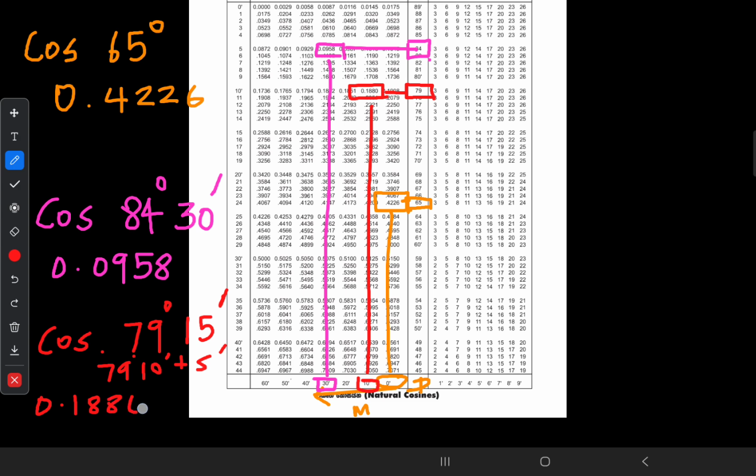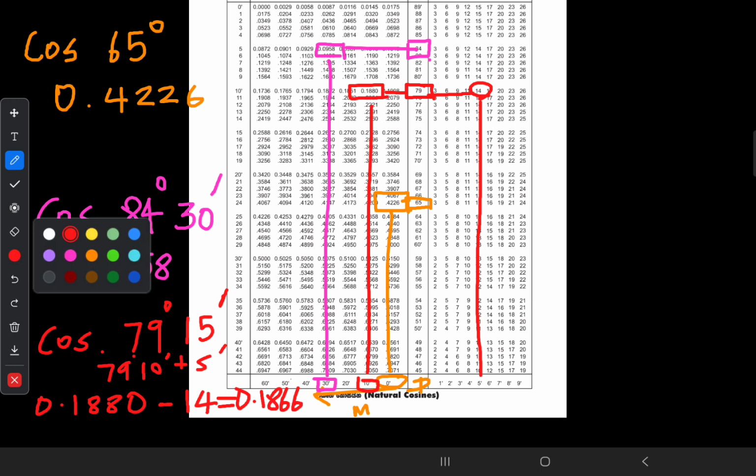0.1880. But in cosine cases, we cannot add the minutes. That means you have to subtract the corresponding mean difference in the same row. The fifth mean difference in the same row would be 14. So from this value you should subtract 14. That will give you 0.1866. I'll repeat once more.